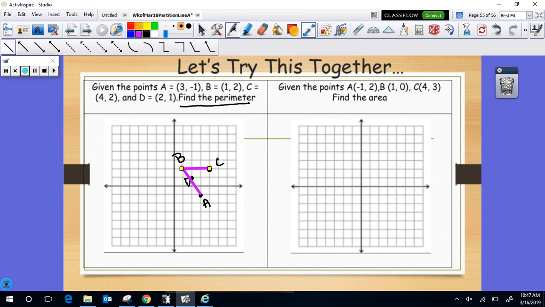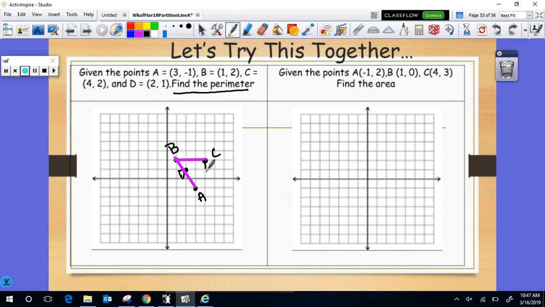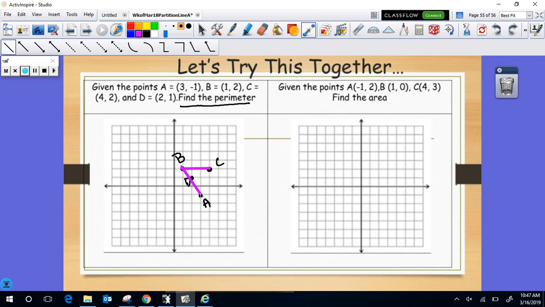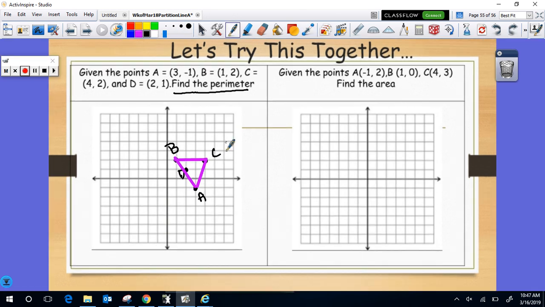So we end up with a triangle. So that happens sometimes. Sometimes they put the points where it looks like something else. So this is not actually a quadrilateral. This is a triangle because of how the points are set up.